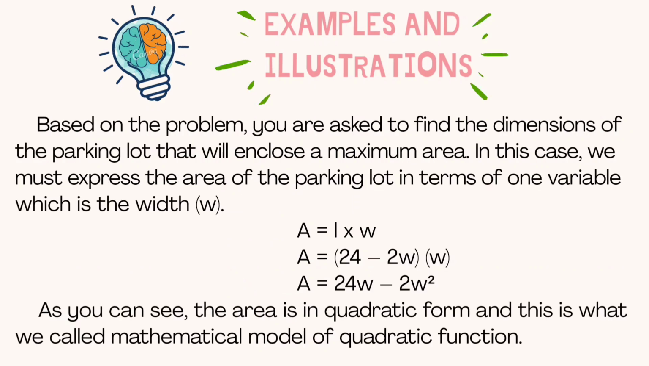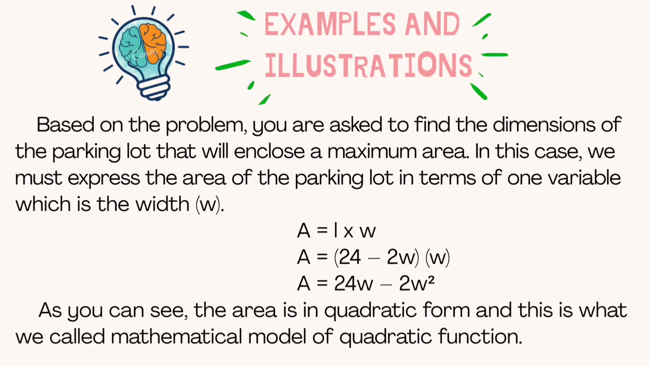Based on the problem, you are asked to find the dimensions of the parking lot that will enclose a maximum area. In this case, we must express the area of the parking lot in terms of one variable, which is the width. The formula for area is length times width. Earlier, we solved the expression for length in terms of width, wherein length is equal to 24 minus twice the width. Now, to express the area in terms of one variable, which is the width, we have to substitute 24 minus twice the width for the length.